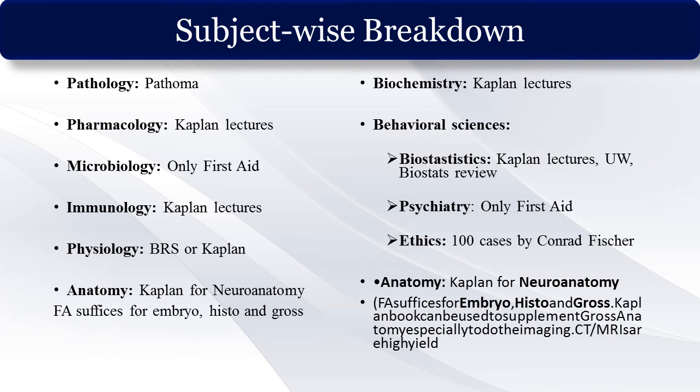So the subject-wise breakdown for Step 1, we have pathology. You are all aware of Pathoma. So you should read Pathoma for pathology. Pharmacology, Kaplan lectures. Microbiology, just First Aid would be sufficient. And then immunology, Kaplan lectures are a must. And then physiology, BRS or Kaplan is up to you. And then biochemistry, Kaplan lectures.